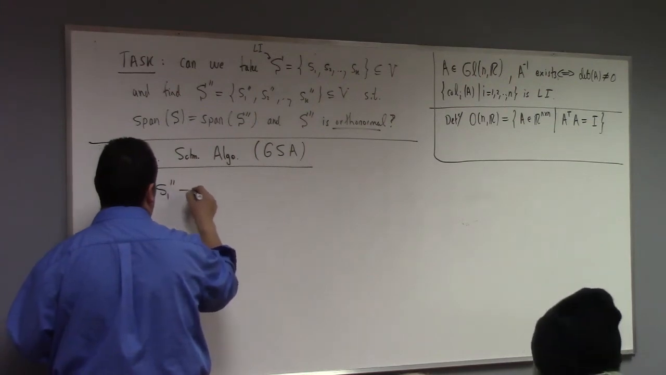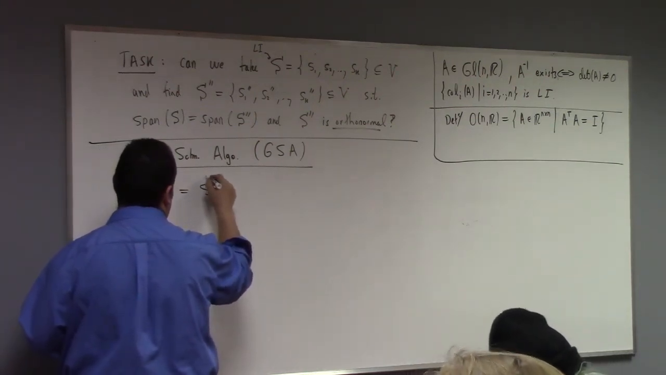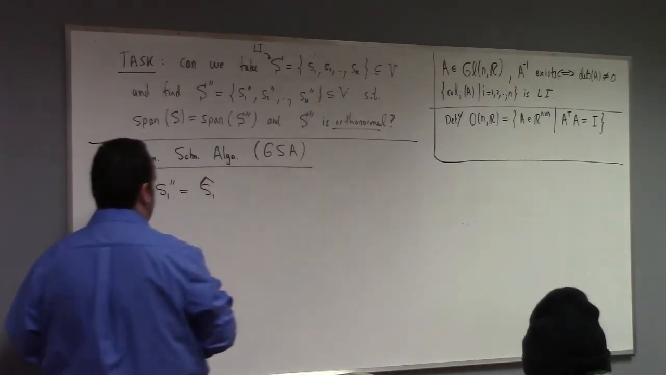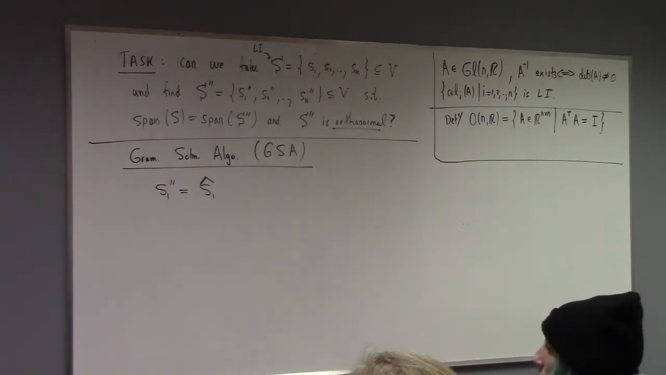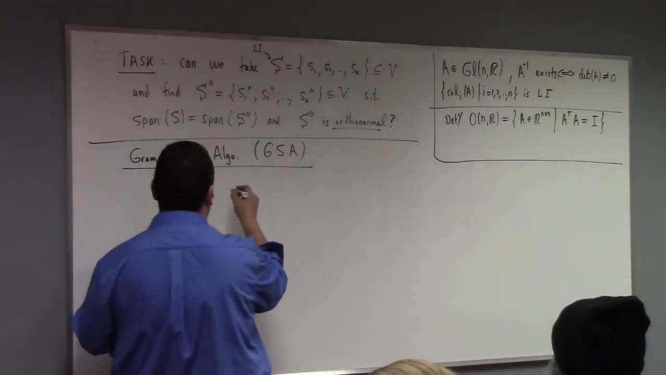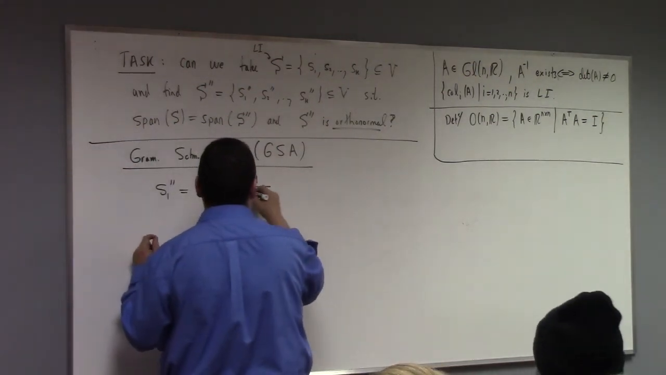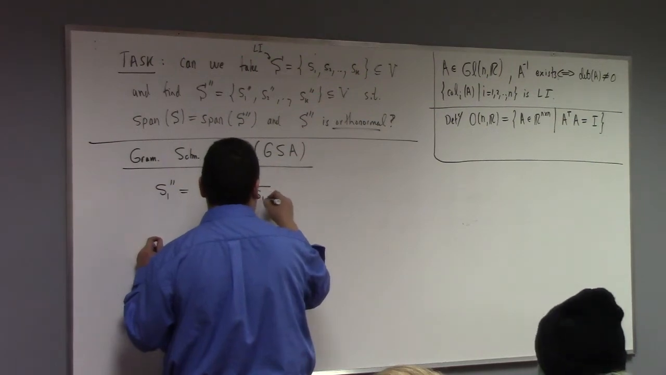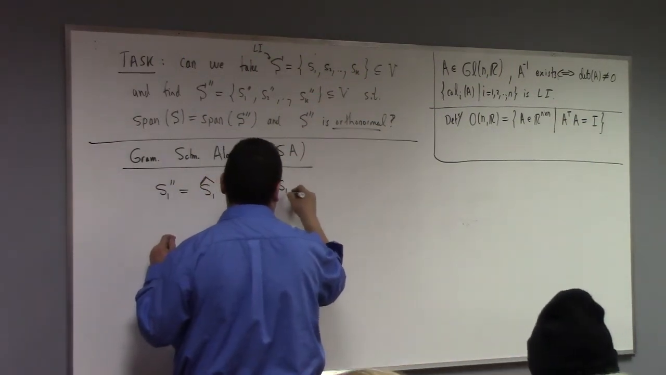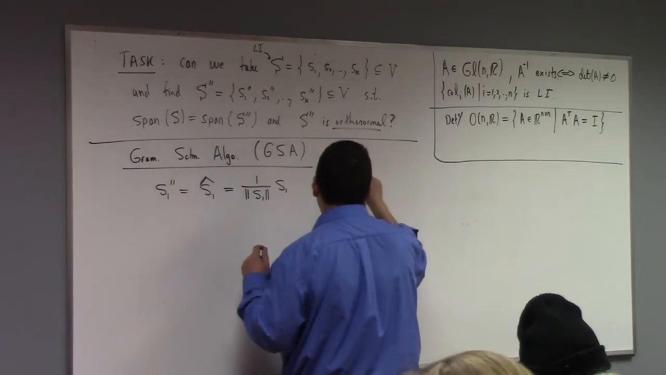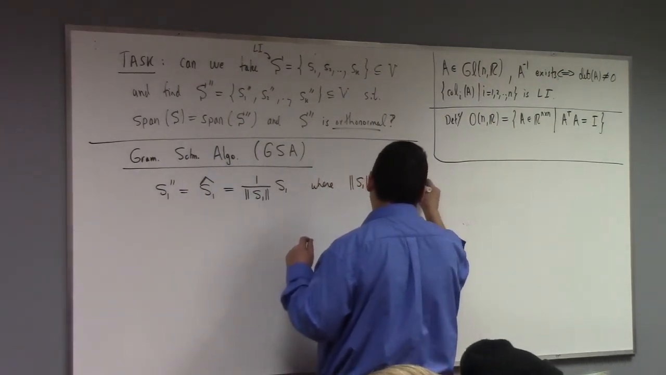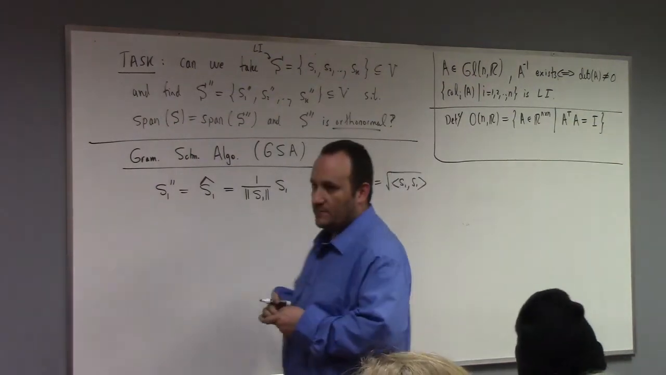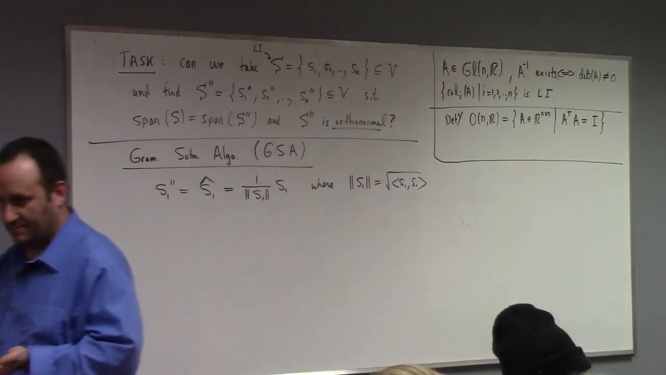S1 prime prime is S1 hat. In other words, as was brought up by one of you guys, it is the unit vector in the direction of S1. So specifically, that's 1 over the length of S1 times S1, where the length of S1 is the square root of the inner product of S1 and S1. So you start like that.